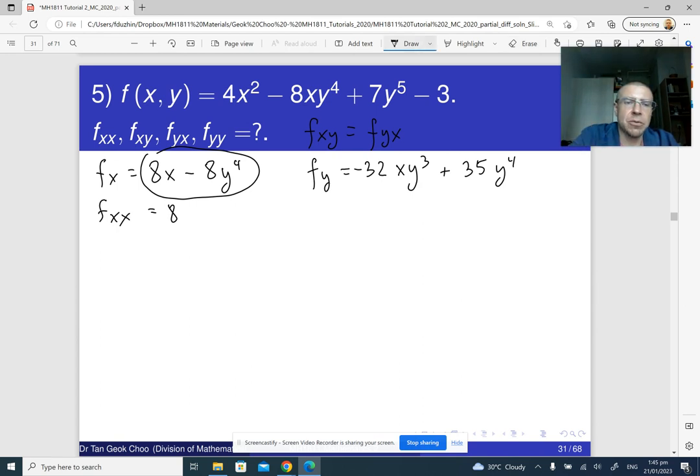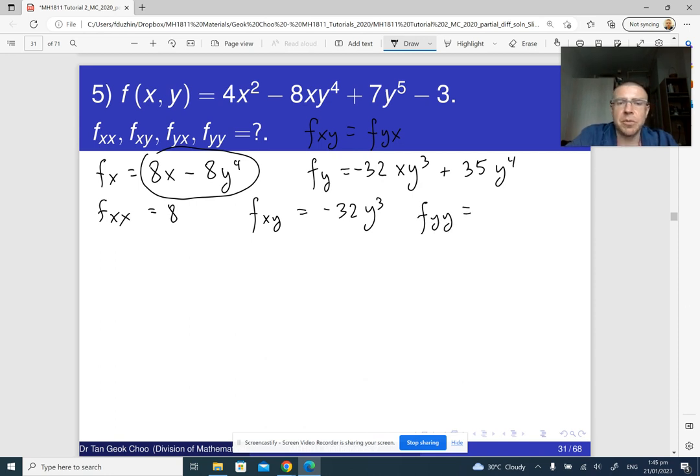So what is fxy? Now to find fxy, we can either begin with fx and then differentiate it with respect to y, or we can begin with fy and then differentiate it with respect to x. And the answer is going to be the same. So it's going to be minus 32y cubed.